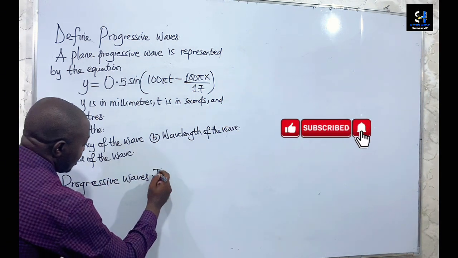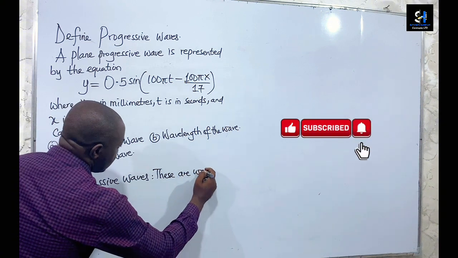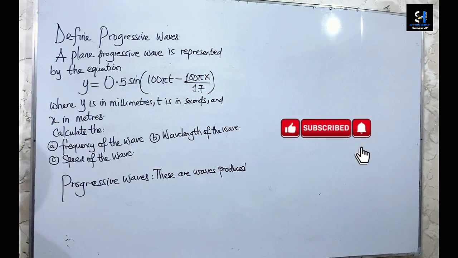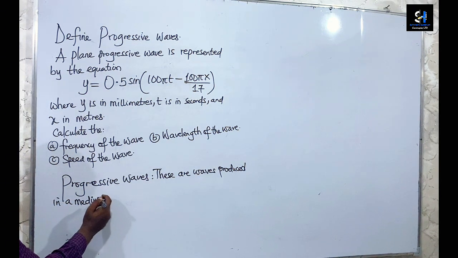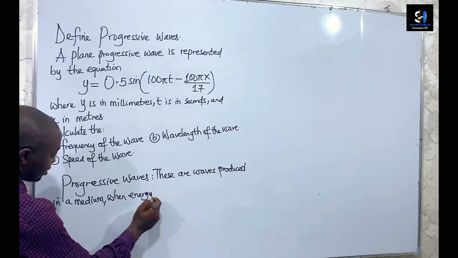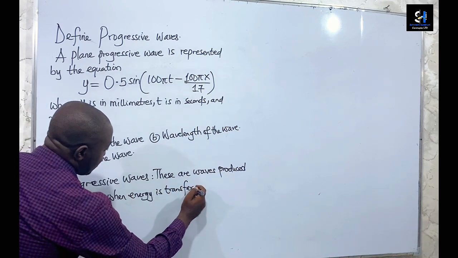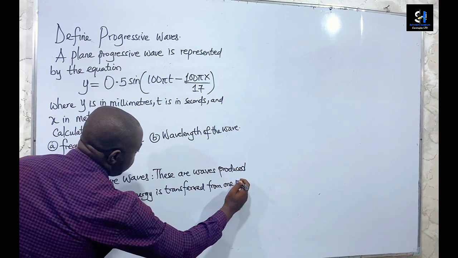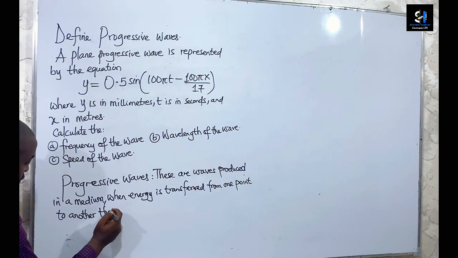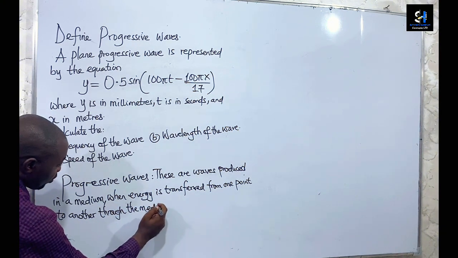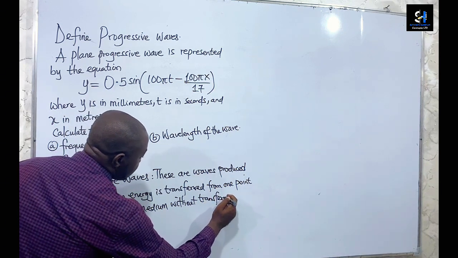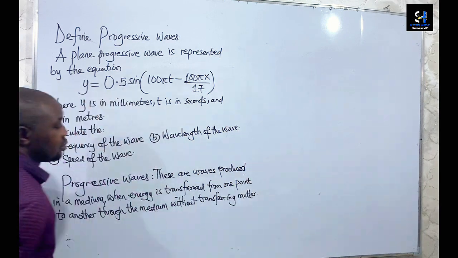Progressive waves. These are waves produced in a medium when energy is transferred from one point to another through the medium without transferring matter.